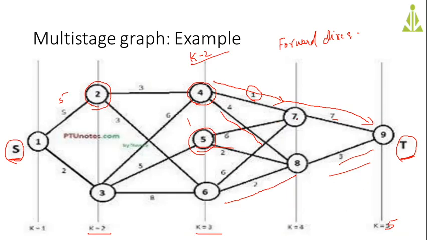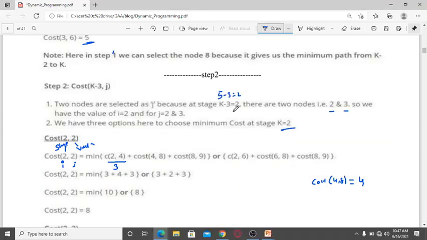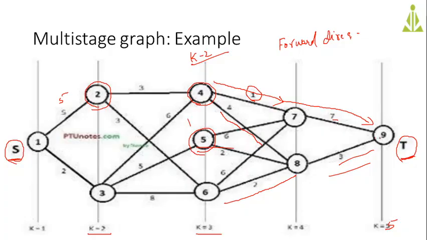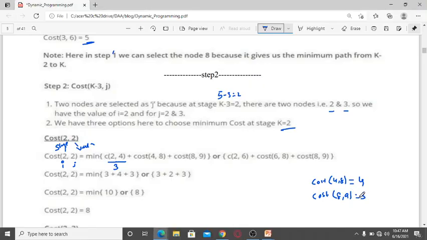Why are we not going to the 7? Because in the previous step we got the minimum with the help of 8. Because of that only we are taking this 4 comma 8, the value is 4, and the same cost 8 comma 9 equals the previous one. 8 comma 9, the previous is 3.